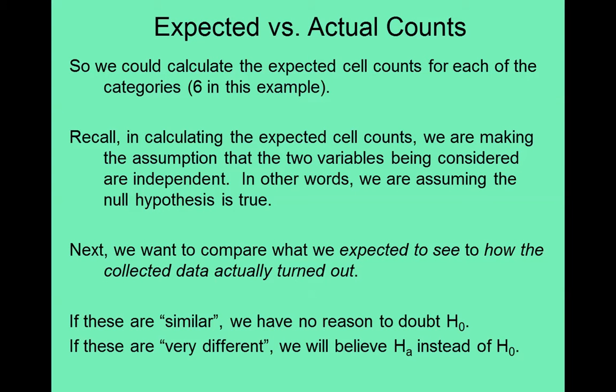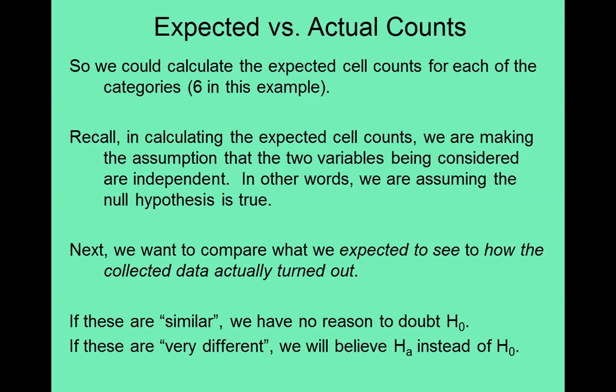So we could calculate the expected cell counts for each of the categories, and there's 6 in this example. Just remember, in calculating the expected cell counts, we're making the assumption the two variables being considered are independent. So we're assuming that the null hypothesis is true when we're doing this calculation.